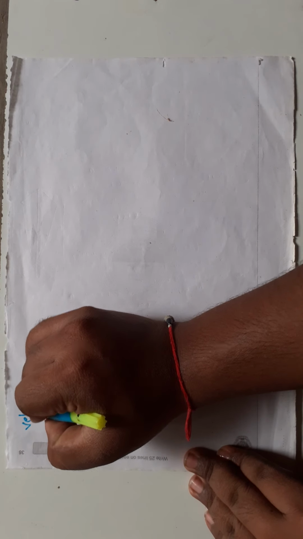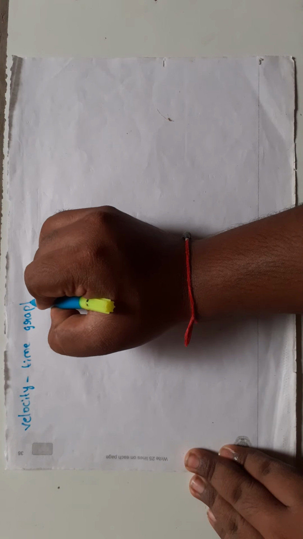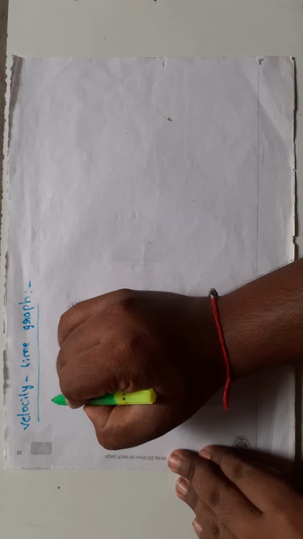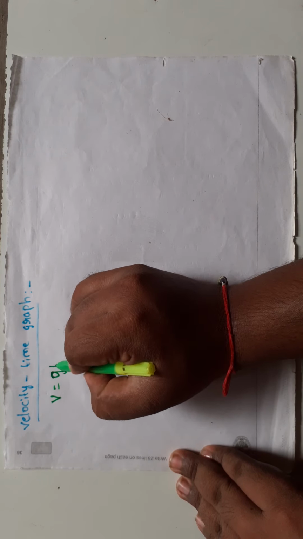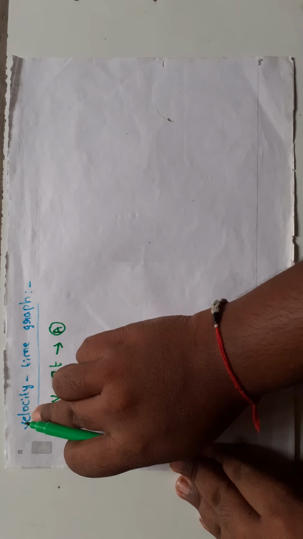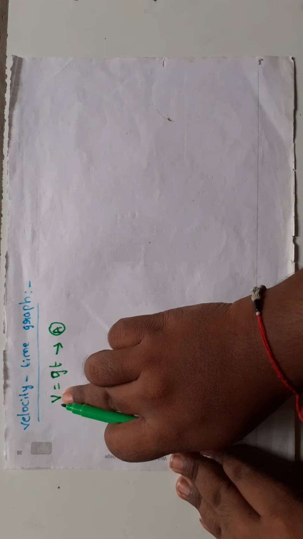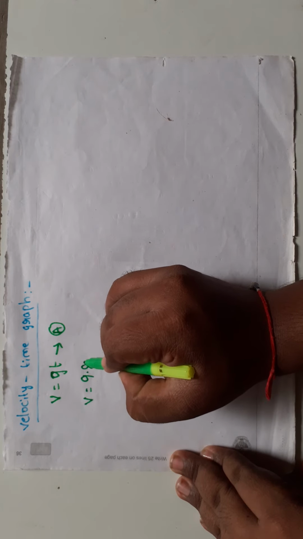Next, velocity versus time graph. Here I am using the first equation, equation A, v equal to gt. I am using this equation because it is the velocity with respect to time graph, here velocity, here time. What is the g value? 9.8 into t. So here I am changing the time value versus the velocity value.